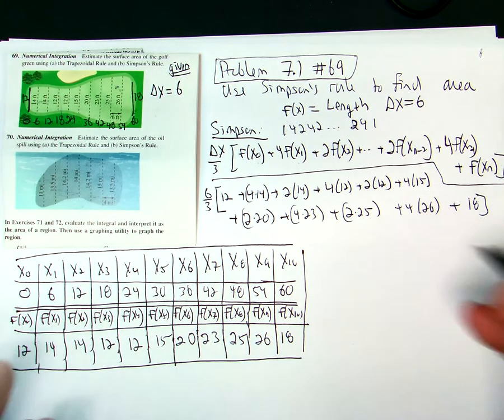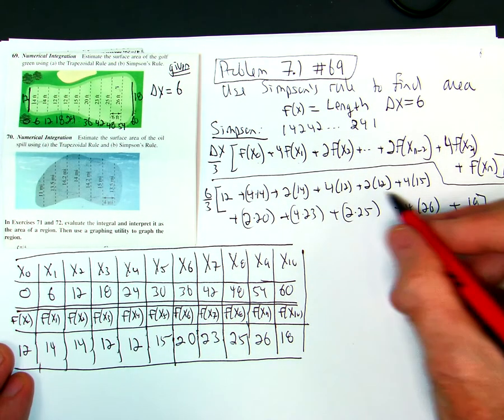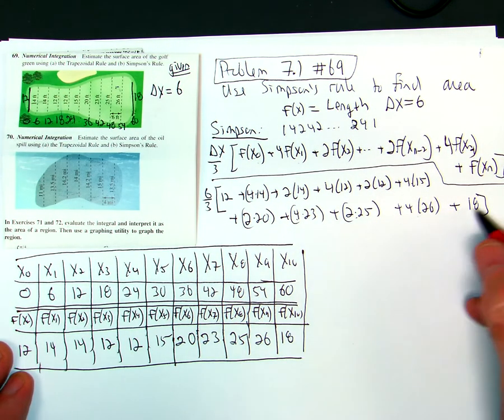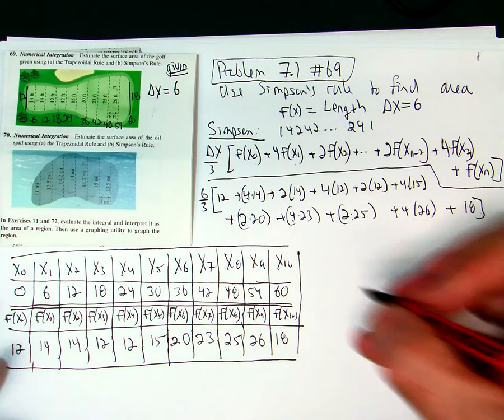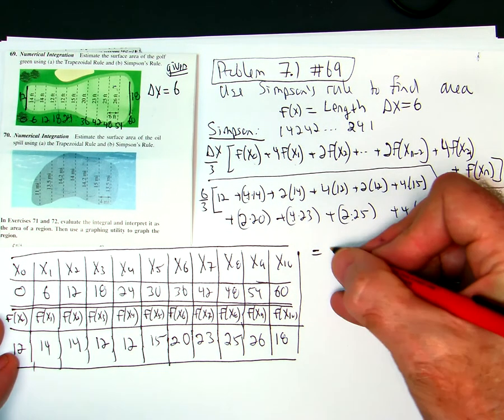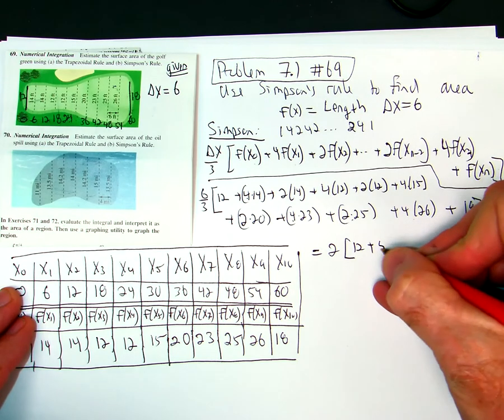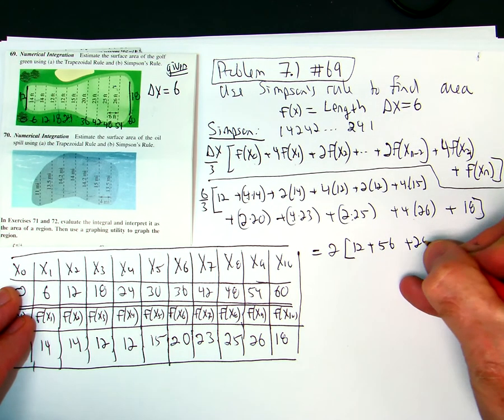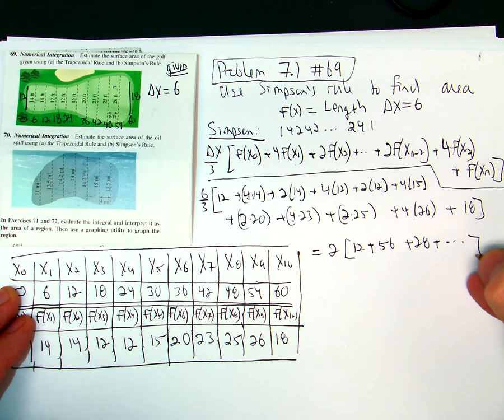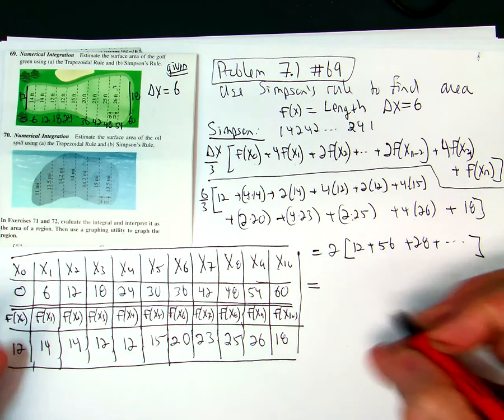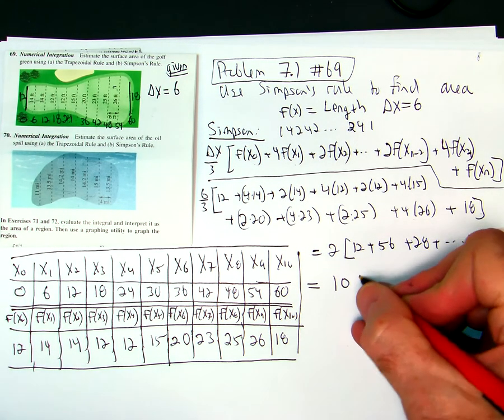So I want to make sure I have my pattern: 4, 2, 4, 2, 4, 2, 4, 2, 4. Yeah. Okay. That's my Simpson's rule. So I'm going to get 2 times, over here, 12. 4 times 14 is 56, plus 28, etc. I'll skip all the details. And then when I plug that into my TI, I get 1064.